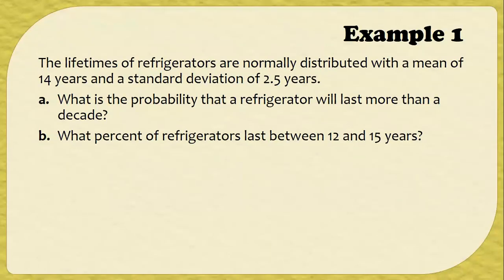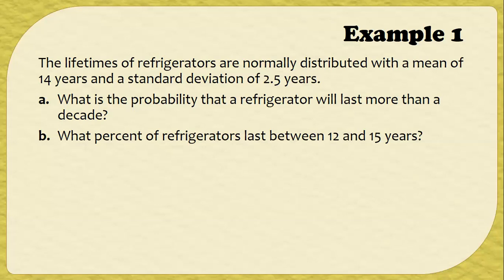So for our first example, it says the lifetimes of refrigerators are normally distributed with a mean of 14 years and a standard deviation of 2.5 years. Now, before I even go to read through parts A and B, I'm going to pause and summarize the information I've been given. When I summarize the information, I want to make sure I'm summarizing it with the appropriate symbol and with the number and with the label. So all of those things are going to be important.